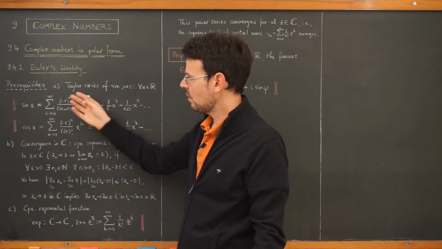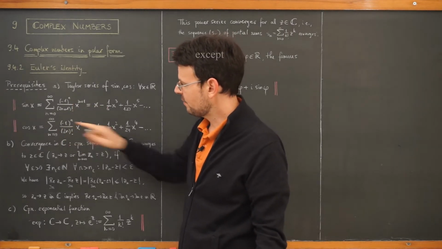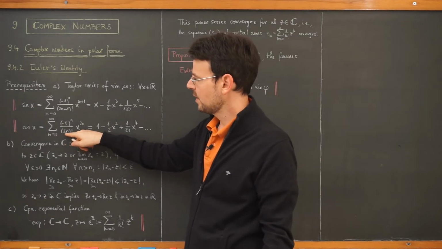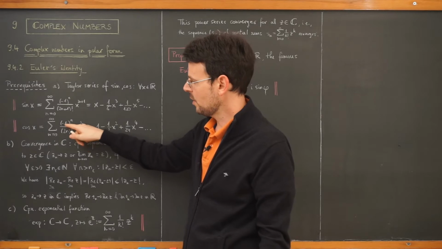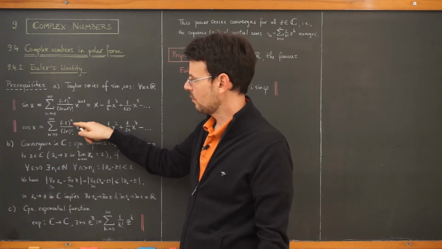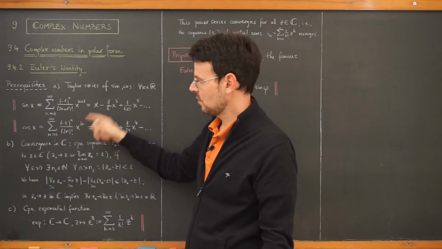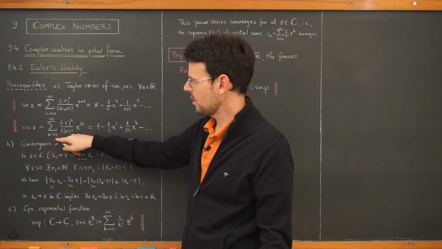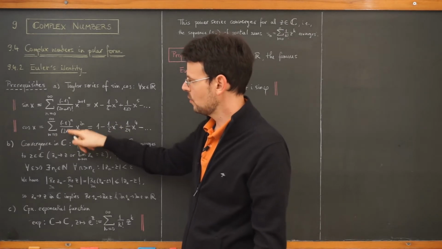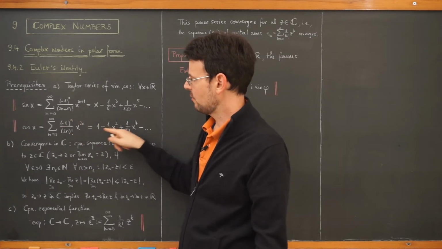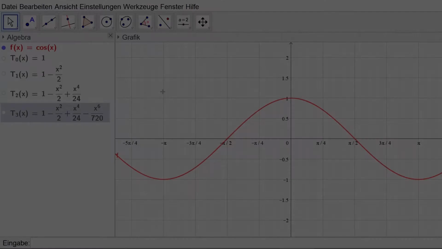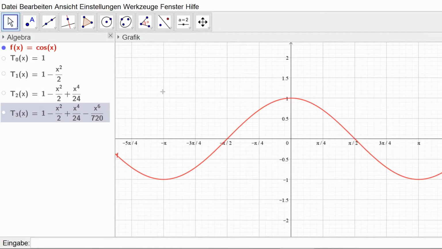And for the cosine, almost the same formula, except that I have the even numbers here. So if I start with a 0, I have 0 factorial, which is defined as 1. Again, minus 1 to the 0th power is 1, and x to the 0 also is 1, so I start with 1. Then for n equals 1, we have 2 factorial, which is 2, minus 1 to the power of 1 is minus 1, and x squared, and so on. I'm showing you all this for the cosine function. The same applies to the sine function.